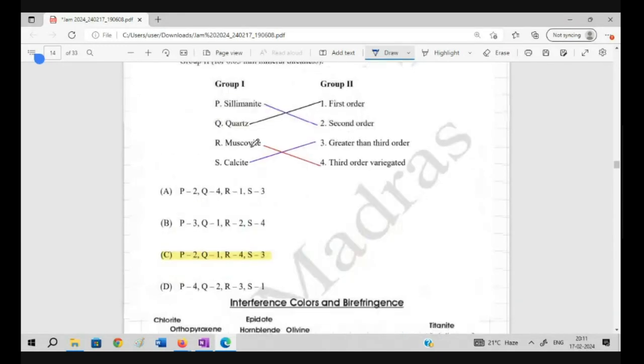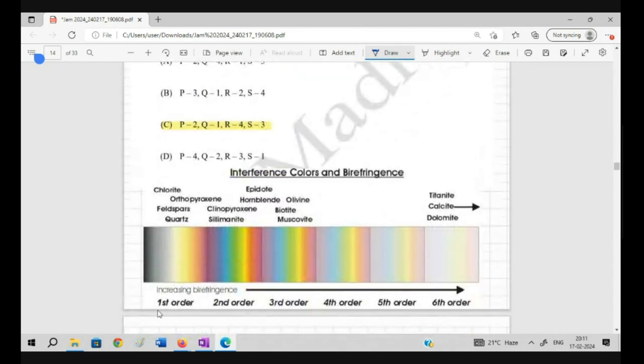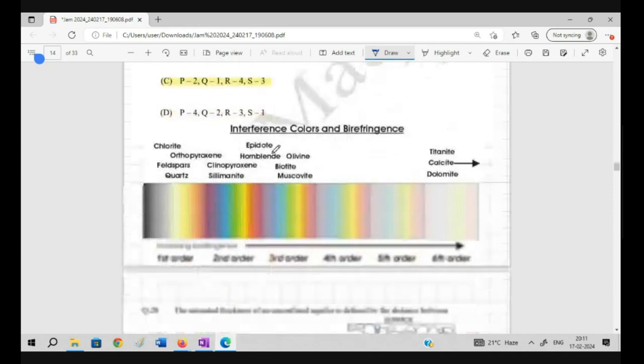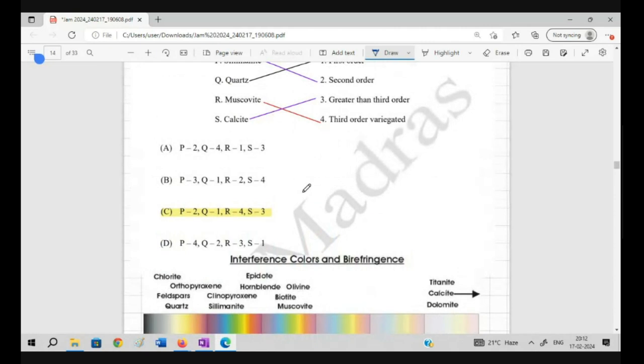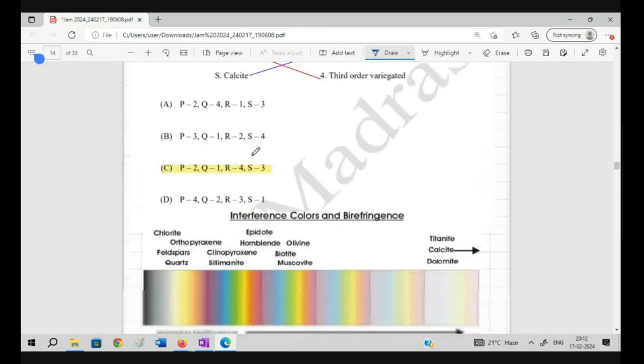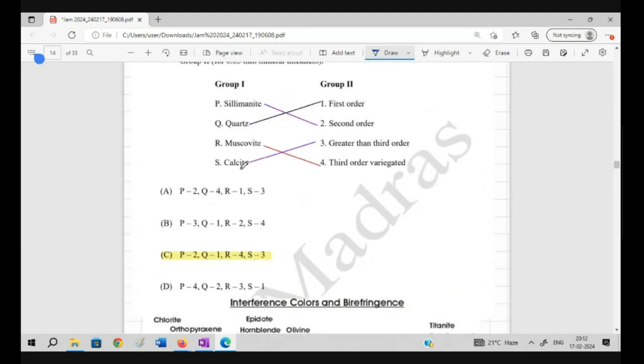Okay, and next the quartz. What about quartz? First order. Quartz shows first order, particularly the first order gray interference color. Most of the time quartz shows, okay, so quartz will show the first order interference color. Then muscovite, it is third order. Okay, you can see in the third order it is muscovite. Okay, muscovite shows the third order interference color. And what about calcite? Greater than third order, because as you know, calcite has the highest birefringence. Okay, so it will show an interference color more than order 3.